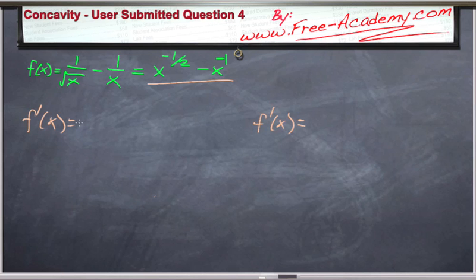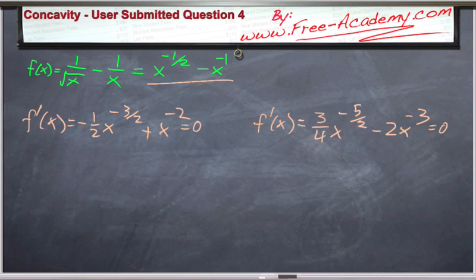Start off by finding the first derivative will be equal to negative 1/2 x to the negative 3/2, and this will be minus minus plus x to the negative 2. Then we can go on and do the second derivative right away. This will be negative 3/2 times negative 1/2, positive 3/4 x to the negative 5/2, and this will be minus 2x to the negative 3.